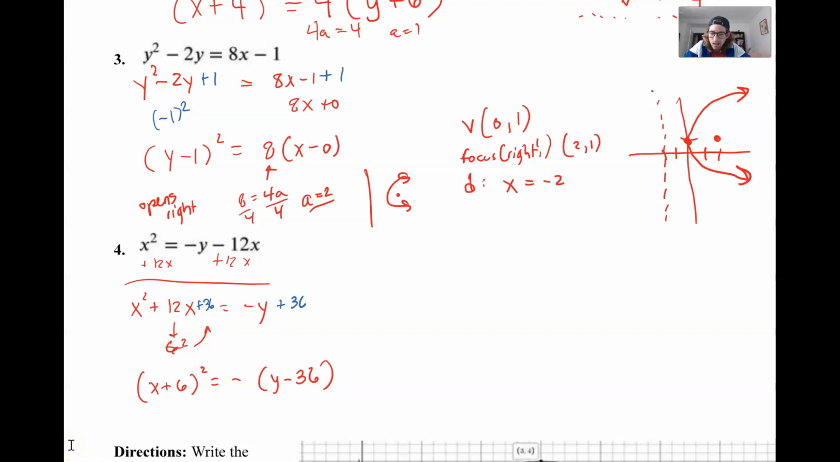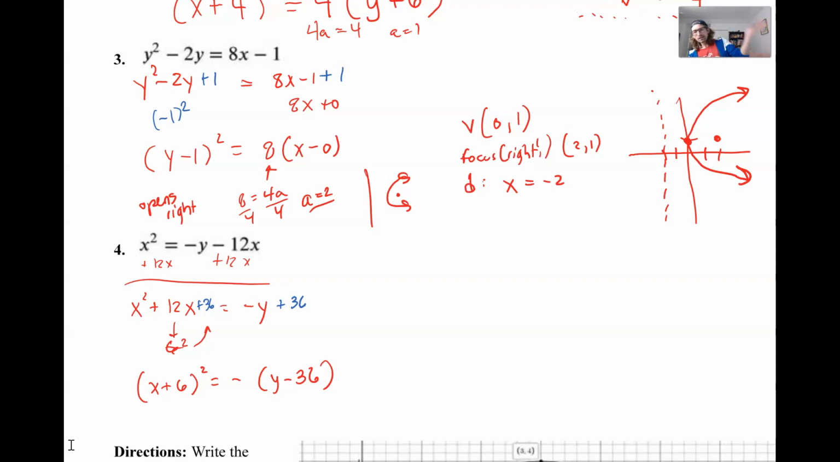Hi. I lied a little bit. I'm going to finish up number 4 talking about it, but number 3's answer is above, written down. I completed the square. I saw that it opens to the right. I calculated my a value is 2, which means my focus is to the right of the vertex. My directrix is to the left, and it's vertical. Vertex of 0, 1, focus at 2, 1. Directrix, the line x equals -2.